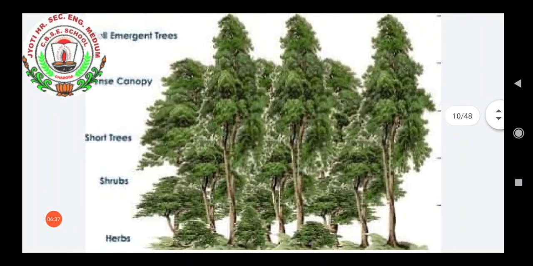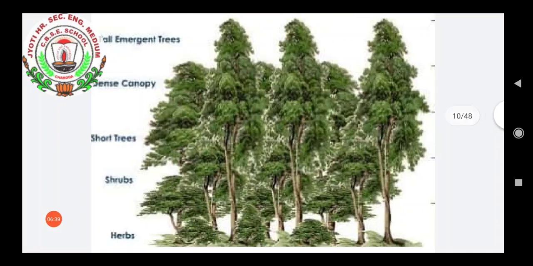This is the picture of the tropical evergreen rainforest. This region extends generally between 10 degrees north and 10 degrees south latitude. Here there is always high temperature and abundant rainfall throughout the year. It supports luxuriant vegetation, which means many varieties of vegetation are found in this kind of forest.